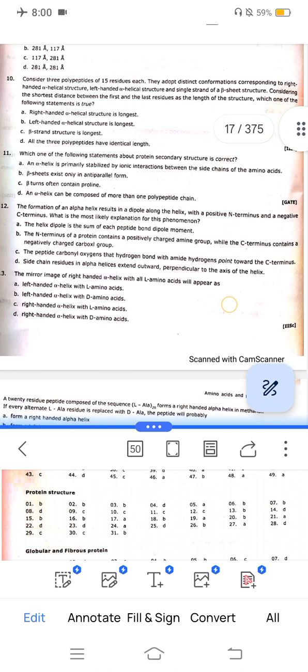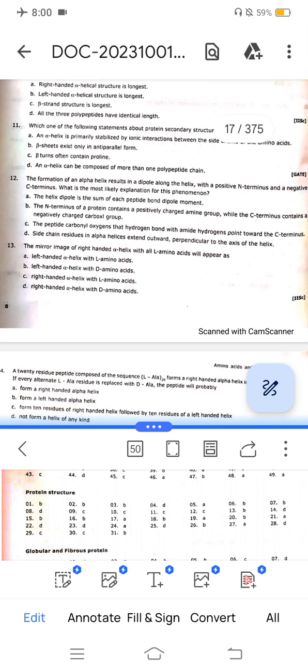That's the reason. And the mirror image of a right-handed alpha helix with all L amino acids will appear as, question 13, the correct answer is found to be B. So B, in the sense, a left-handed alpha helix with D amino acids. A right-handed alpha helix with L amino acids will show the mirror image. That mirror image will show B, a left-handed alpha helix with D amino acids. Just reverse that.